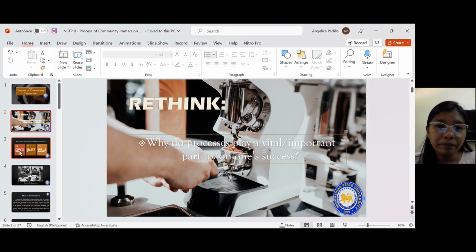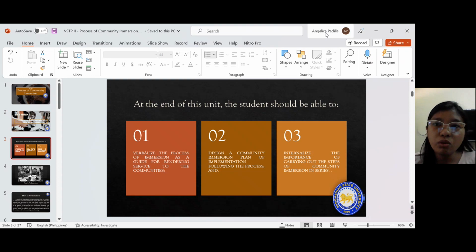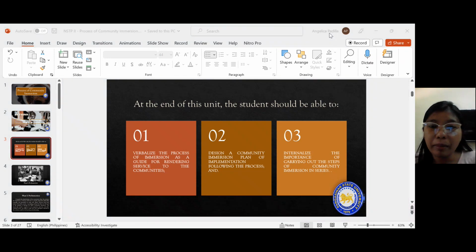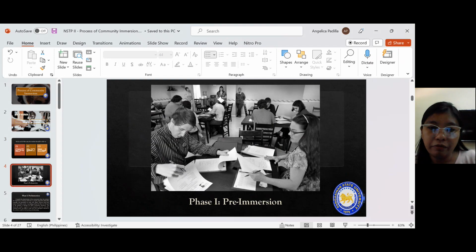Okay, so at the end of this unit, you should be able to, number one, verbalize the process of immersion as a guide for rendering service to the communities. Design a community immersion plan of implementation following the process, and internalize the importance of carrying out the steps of community immersion in series.